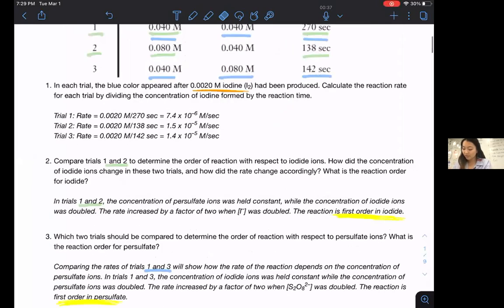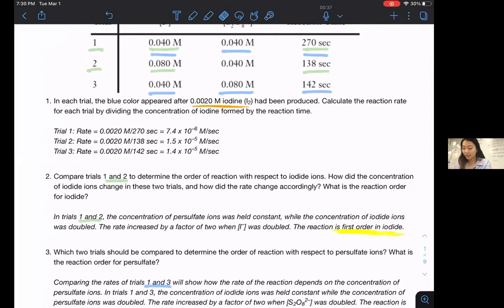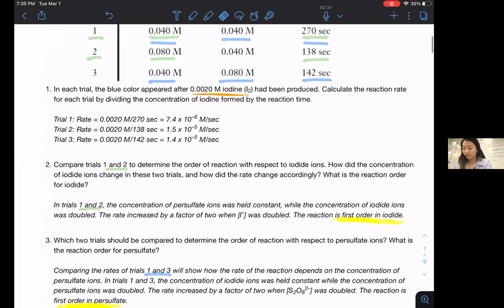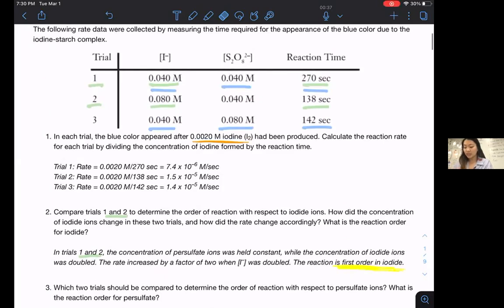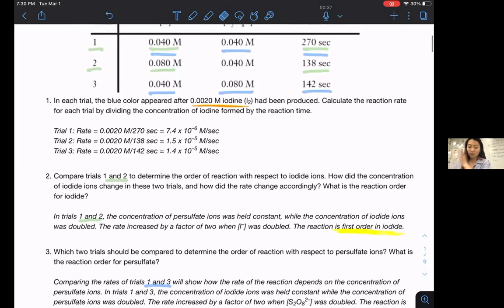So you should have gotten that for when looking at the change relative to iodide. I highlighted that in green, comparing trials 1 and 2 to figure out the reaction order that goes with iodide. You should have found it to be first order. You also should have found that for persulfate, which is S2O8, that is first order as well. And I highlight the reaction trials that you want to use.